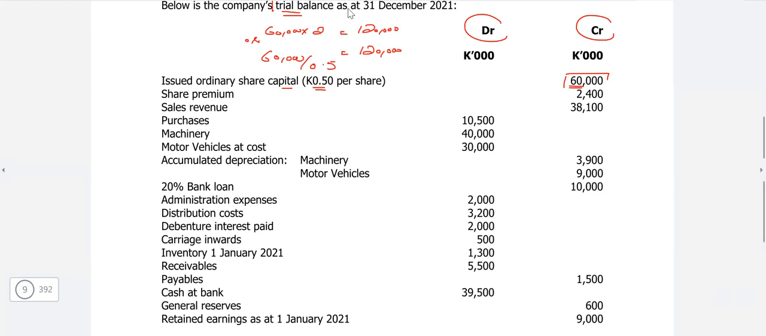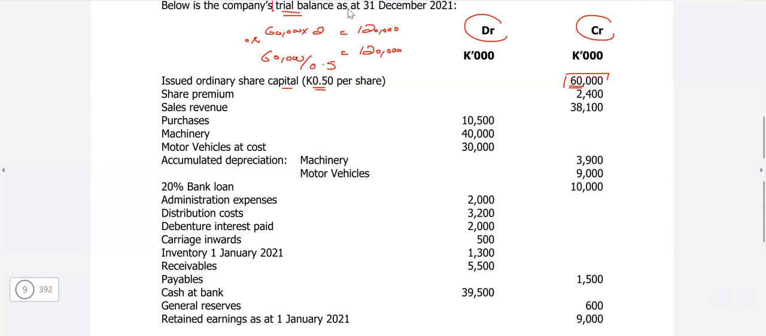Then we have a share premium balance of 2,400. We have sales revenue of 3,100, and if there are any sales returns, we deduct that from the sales revenue balance. We don't have the cost of sales, but we have the breakdown of the cost of sales. See, we have the purchases figure. In property, plant, and equipment, we have the machinery and motor vehicles at cost, and then we have the accumulated depreciation of the machinery and the motor vehicles.